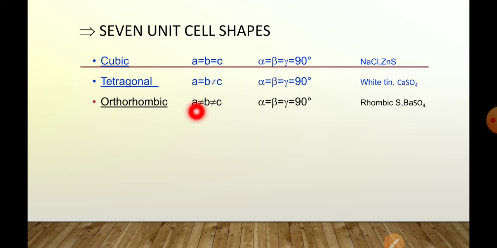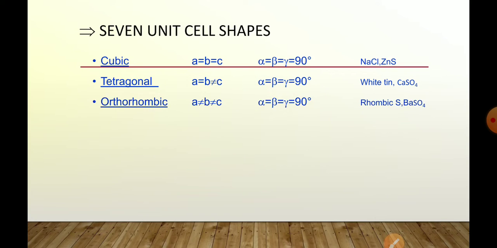The next is the orthorhombic unit cell. In this case, A is not equal to B, not equal to C. All the sides are different, and alpha, beta, gamma are all equal to 90 degrees. Examples for orthorhombic are the allotropes of sulfur. One is rhombic sulfur. Next example is barium sulfate. It looks like a matchbox. In the matchbox, A is not equal to B, not equal to C, but all angles are 90 degrees.